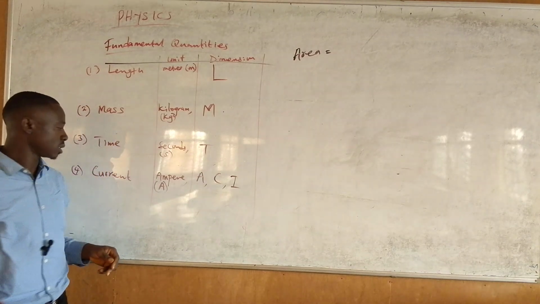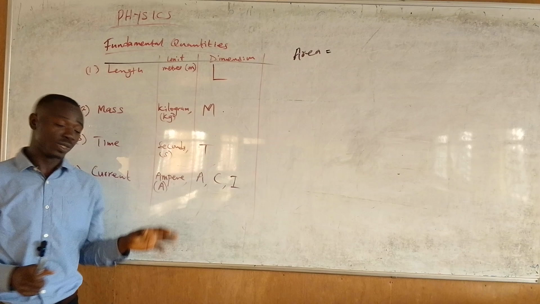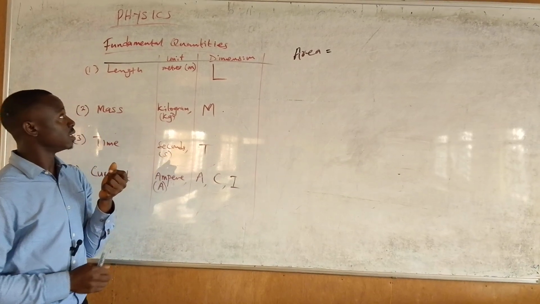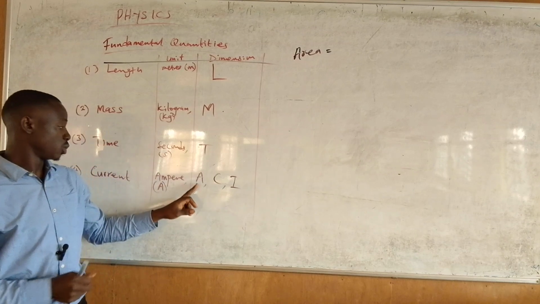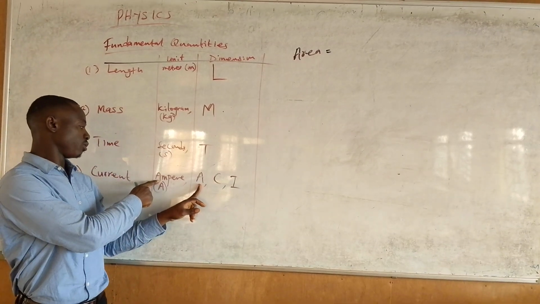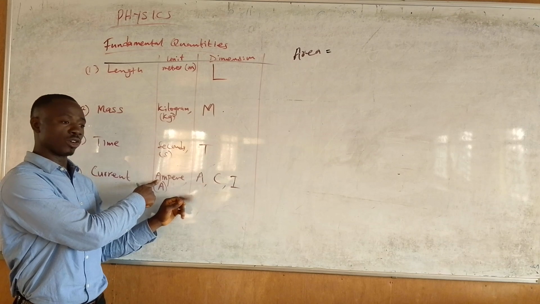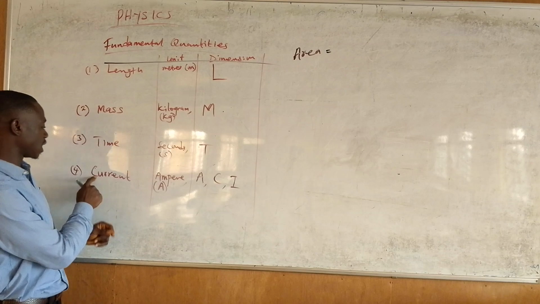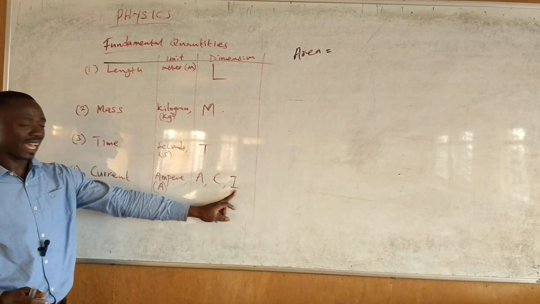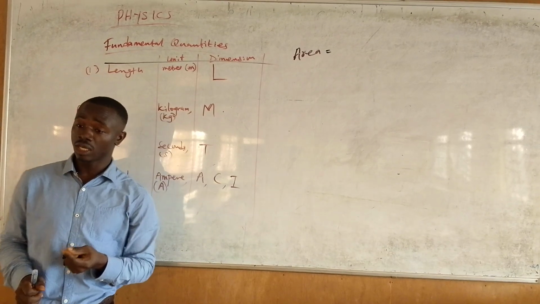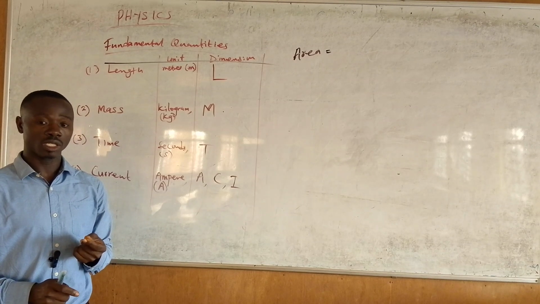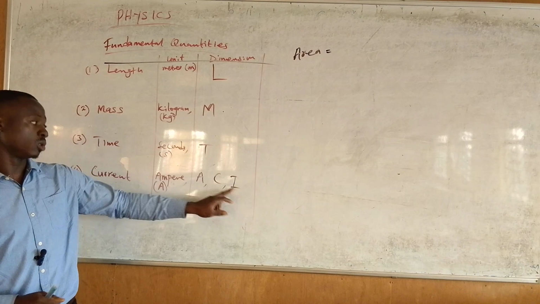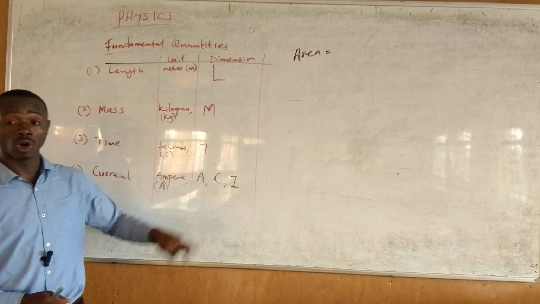While we also have current. The unit for current is ampere, which is A. But different people use different dimensions for current. So you can see we have the A from ampere, the first letter of the unit for current. Then we have C, which is also the first letter of the word current. Then we have capital letter I, which is the first letter of the unit for current. So you can use A, you can use C, or I.